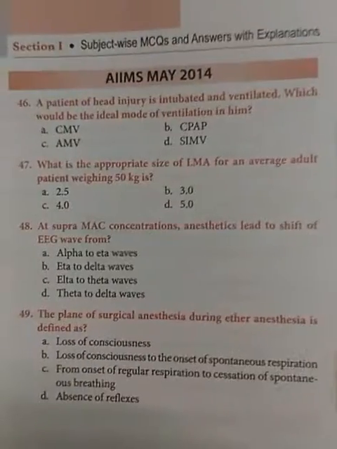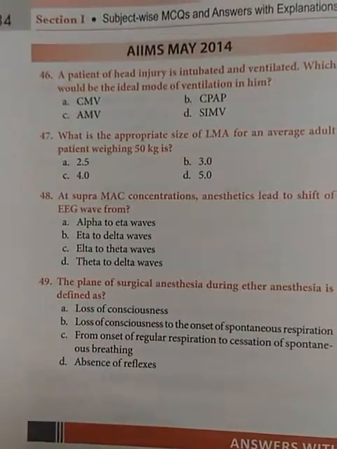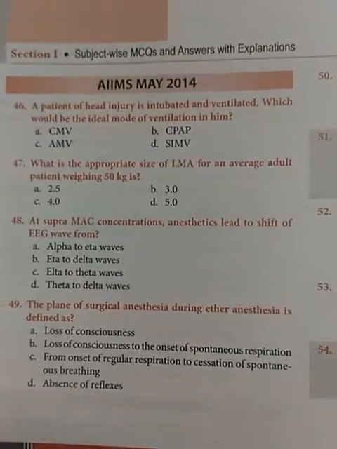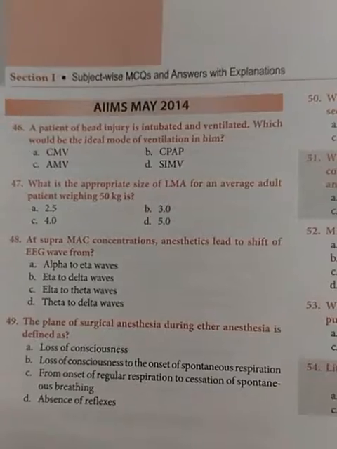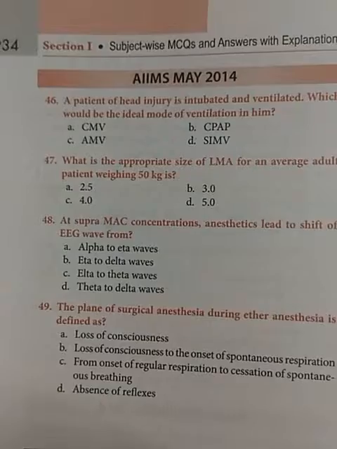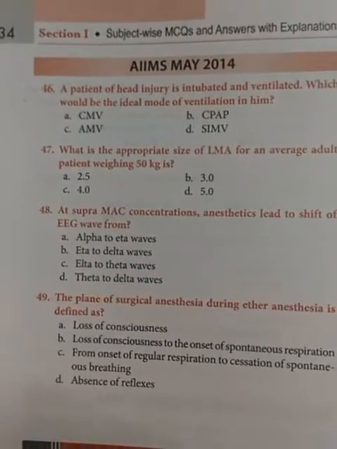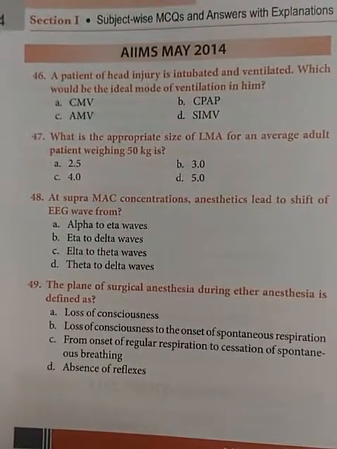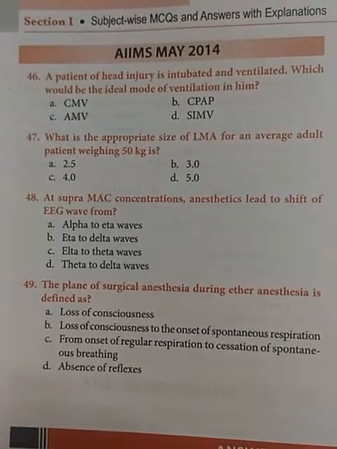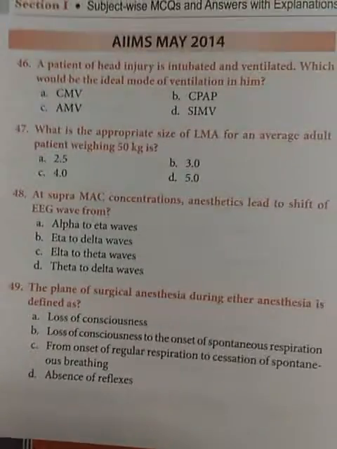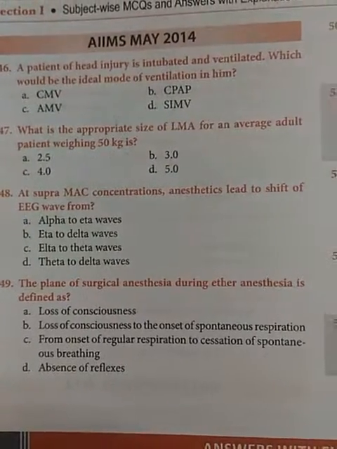Just 5 questions, guys. A patient with head injury, intubated, ventilated, which would be the ideal mode of ventilation? As he cannot do spontaneous respiration, the volume should be controlled. So options A, C and D. Among these, CMV, controlled mechanical ventilation. Then what is the appropriate size of LMA in average adults weighing 50 kg? It's 3. At supramaximal concentration, anesthetic led to the shift of the EEG, that is theta to delta waves. You have to remember this one.